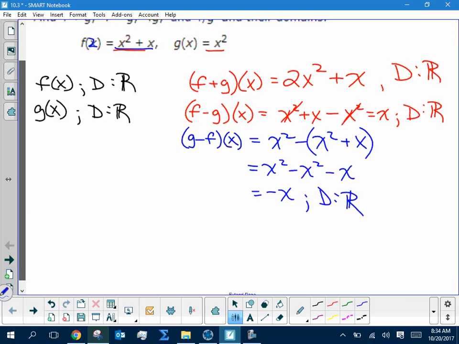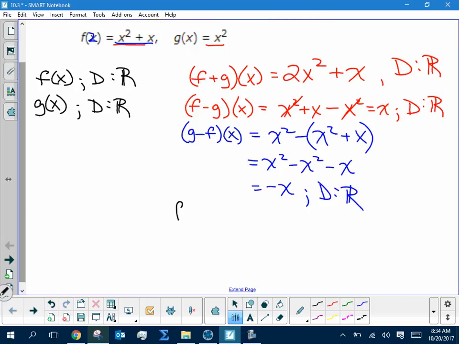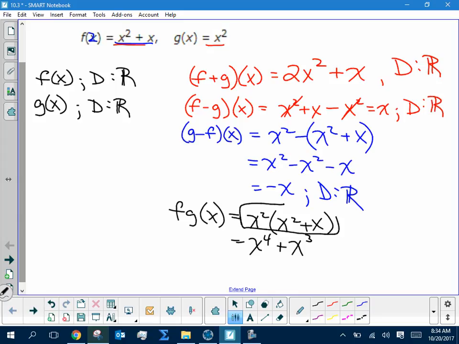Okay? F times g. F times g of x is x squared times x squared plus x. I'm fairly certain they probably accept it that way. If you want to expand that, x to the fourth plus x cubed is doable. But we find out eventually, when we want to start graphing these things, that the format x squared times x squared plus x is actually kind of a better format to graph that thing.